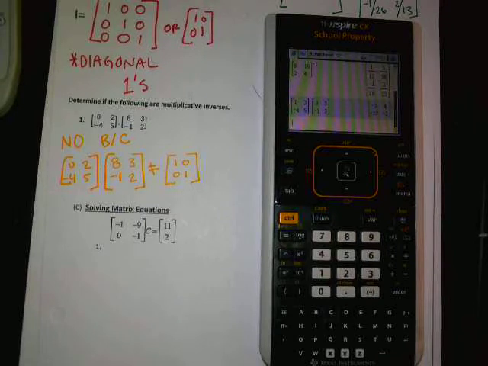All right, so when I ask you to justify or to explain something, this is how you would justify it. They are not inverses because when you multiply them, you don't get the identity.